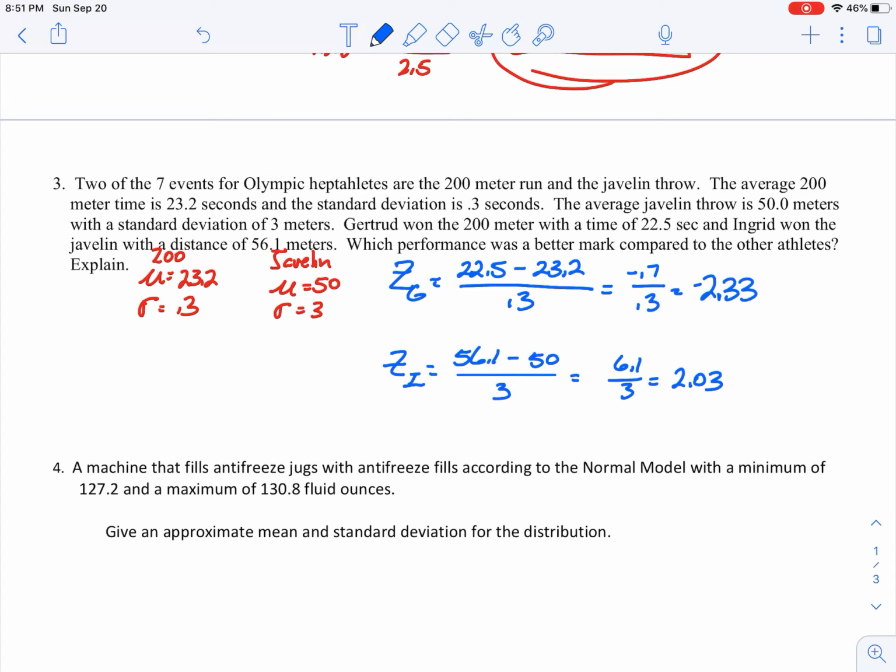It's pretty easy to say that, because the faster we are, the better we are. So the further below the mean we are, the faster we were. Whereas on a javelin throw, we want to be above the mean. So the further I am above the mean, the better off I am. So in this case, though, we're going to claim Gertrude as the winner.